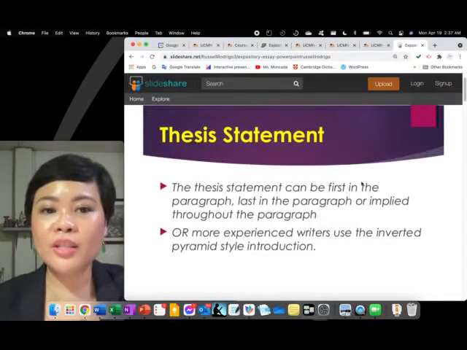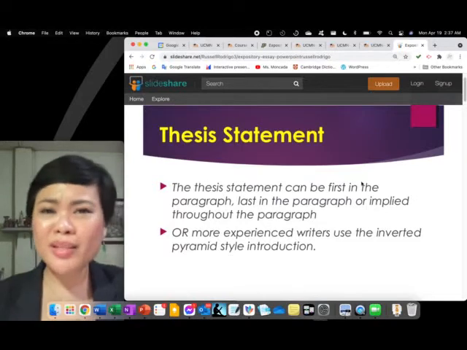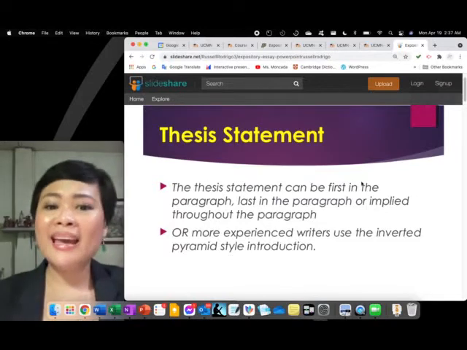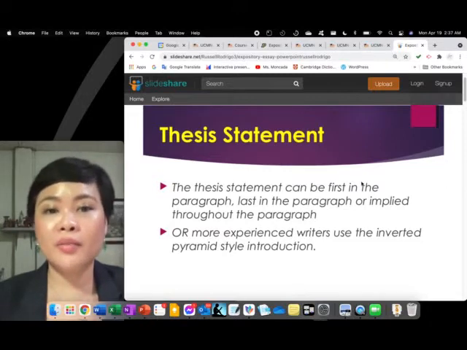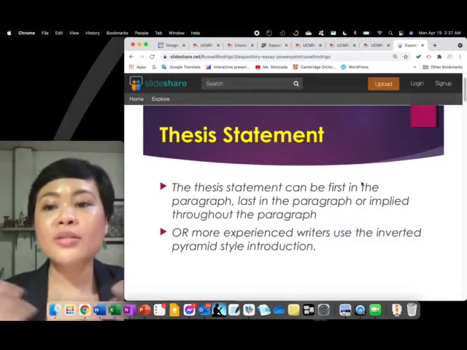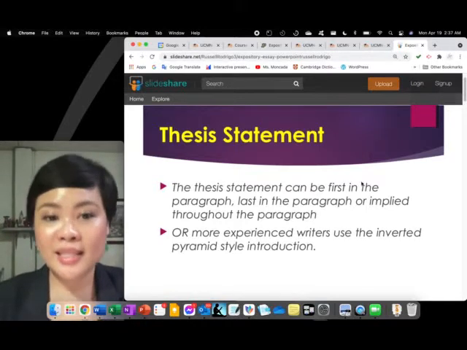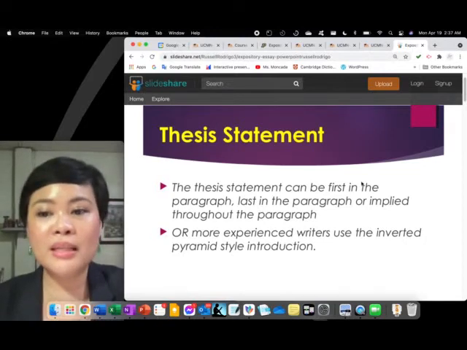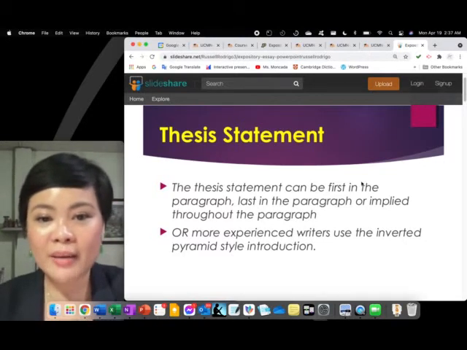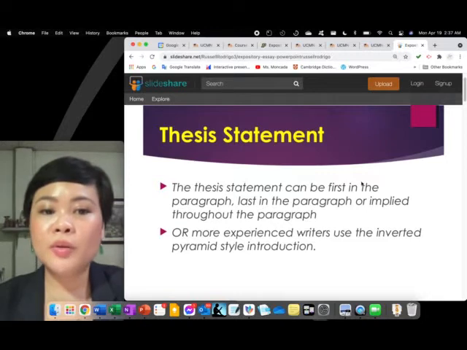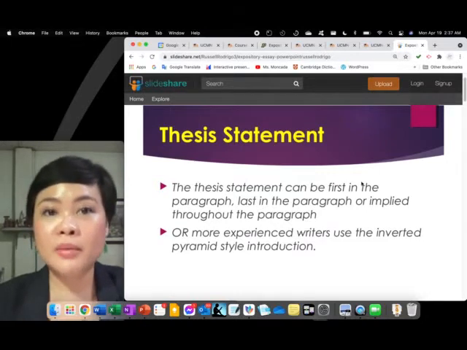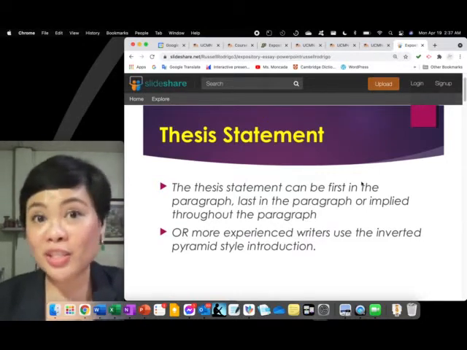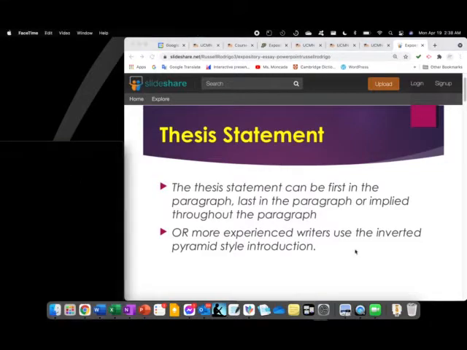Now let's talk about the thesis statement. So what is the thesis statement? It can be the first in the paragraph, or the last in the paragraph, or implied throughout the paragraph. So what's my suggestion? Either in the first or the last of the paragraph, not implied. I prefer that you really make it clear to me. And of course, more experienced writers use the inverted pyramid style in the introduction. We shall see an example of it here.